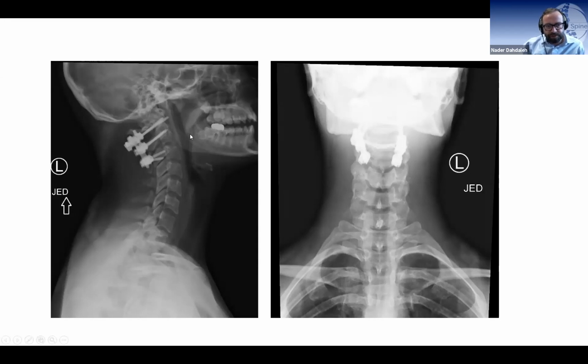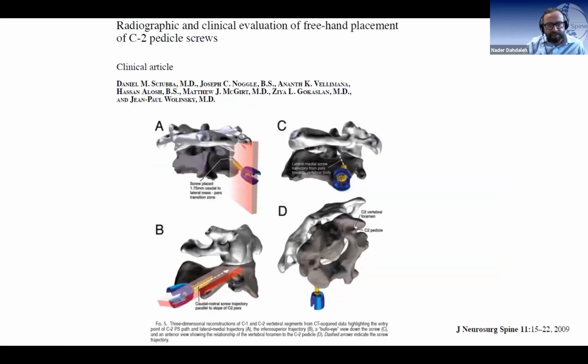And this is the pedicle screw of C2, a pretty long, excellent screw. And the best paper to learn how to place it freehand is by Shuba and Wolinski. And that's the entry point for the pedicle screw. It's pretty high up, so you've got to dissect C2 fully, including the joint. And then you need to find the entry point, which is at the lateral border of the lateral mass, intersecting with the pars. Okay, so that's your entry point.